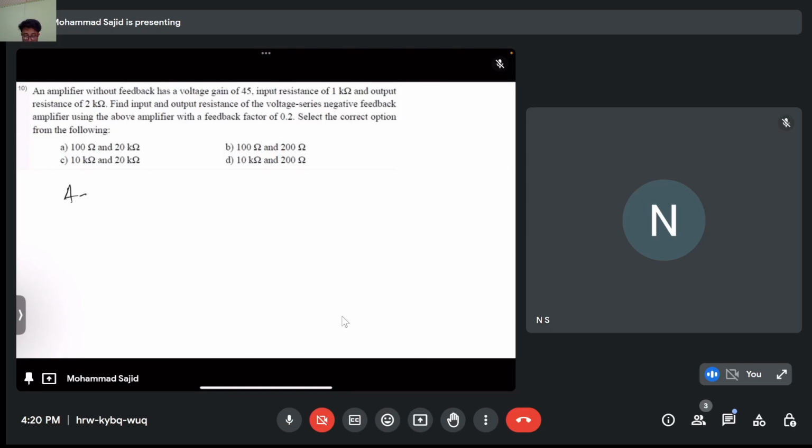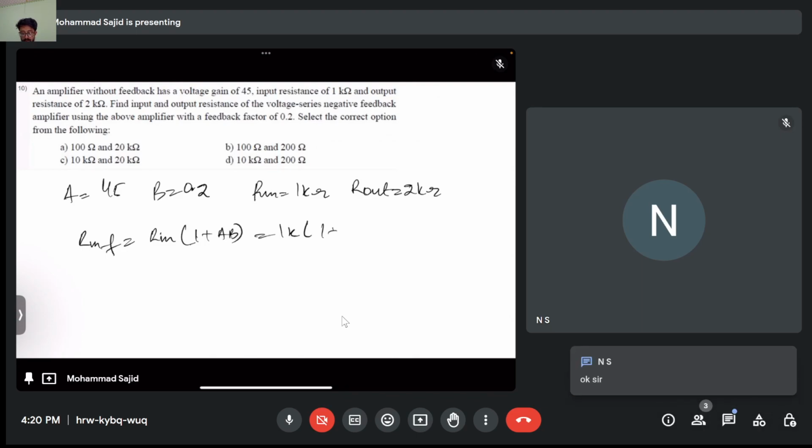And we have one more question related to this. Here also your A is 45, beta is 0.2, Rin is 1 kilo ohm, R out is 2 kilo ohm. So for your RNF, you just need to know whether the impedance increases or decreases. You now know how to tell if the input impedance increases or decreases. Then you just apply the formula using D is 1 plus AB, right? You can use the formula directly. You just need to know how impedance will behave.